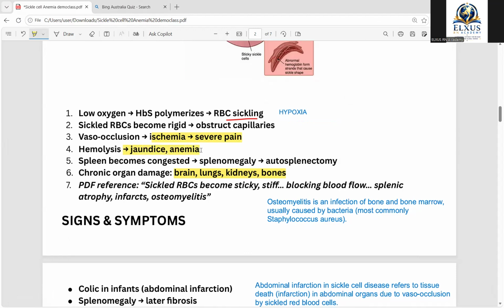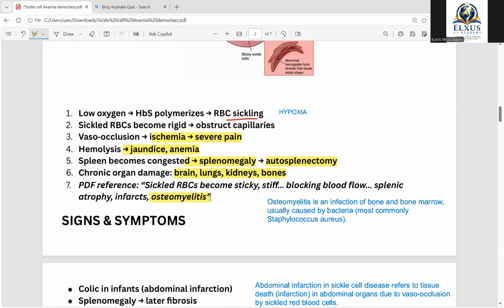The hemolysis causes jaundice and anemia. The spleen becomes congested, it can lead to splenomegaly, so autosplenectomy can occur. Another main complication is osteomyelitis. Osteomyelitis means it is the infection of the bone and bone marrow.